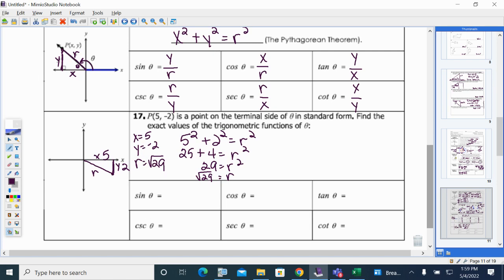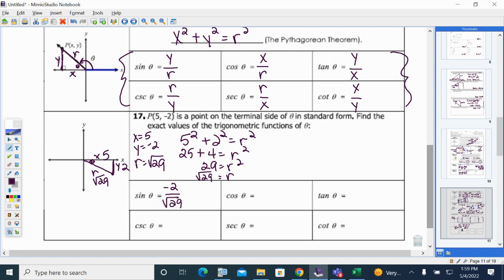And then using those formulas that I just gave you a second ago, these up here, we're going to fill in the rest. Now, you can memorize those, or you can go back to your basic trig functions. I know r is now the square root of 29. The sine is opposite over hypotenuse. So I end up with -2 over the square root of 29.